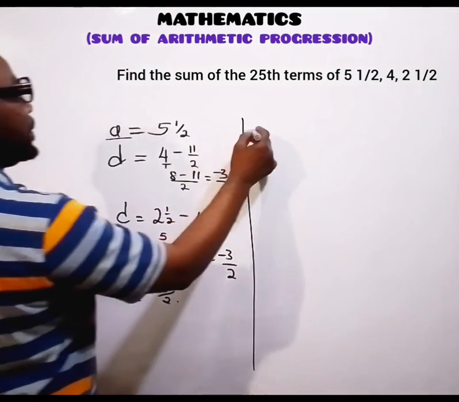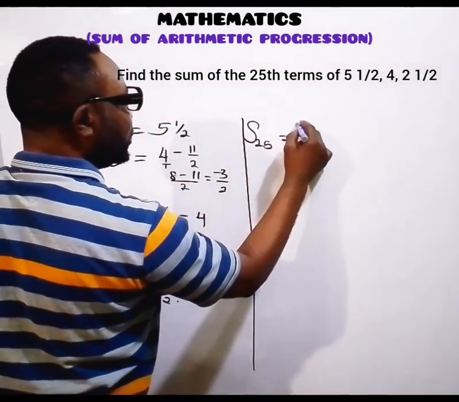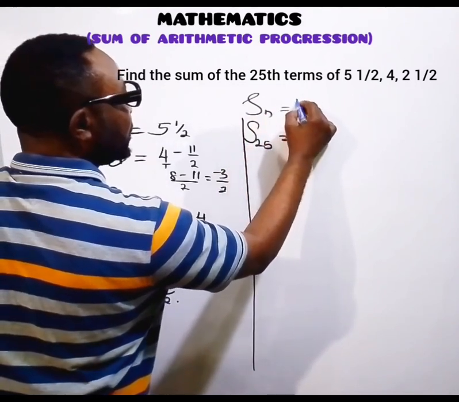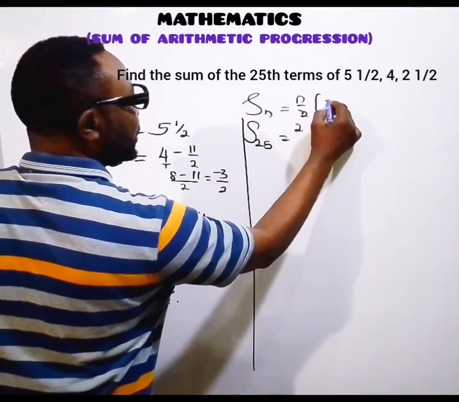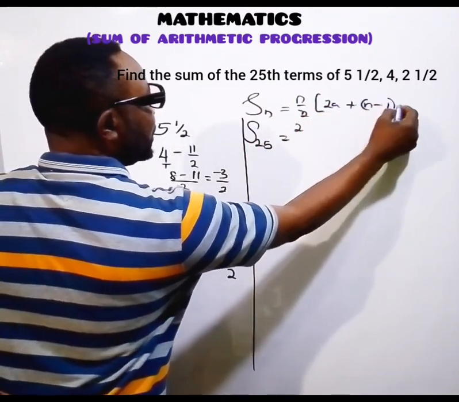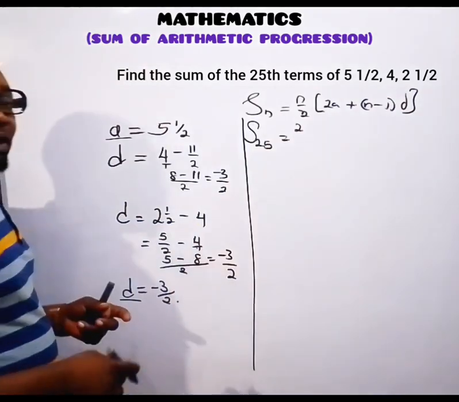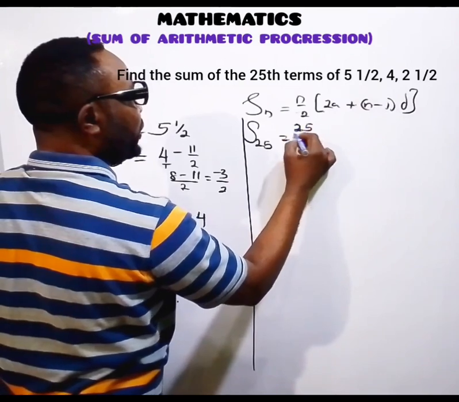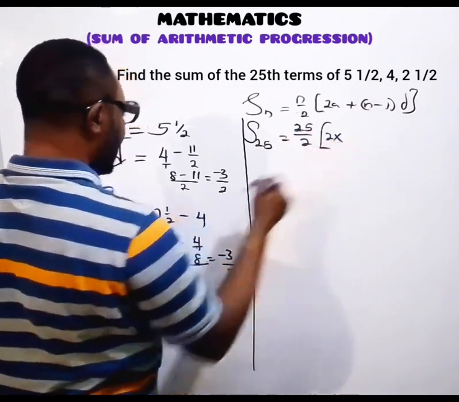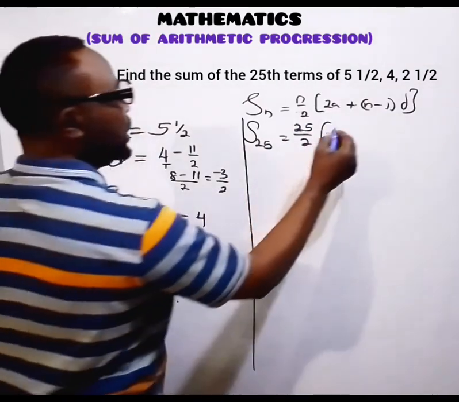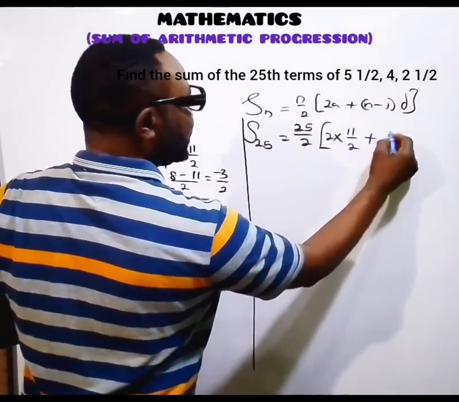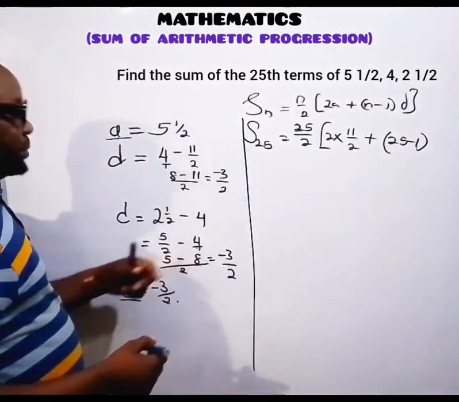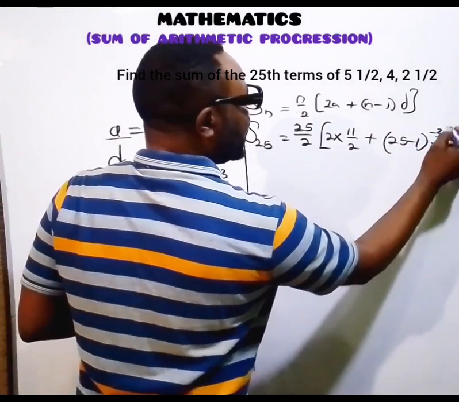To find the 25th term, S25 will be equal to, according to the formula we have, which is the sum of n terms, Sn is n over 2 into bracket 2a plus n minus 1 into bracket of d. So I want to insert those values inside this formula. Now, this is 25 over 2 into 2 multiplied by the first term, that is 11 over 2, plus n minus 1, 25 minus 1, into bracket of the common difference, which is minus 3 over 2.